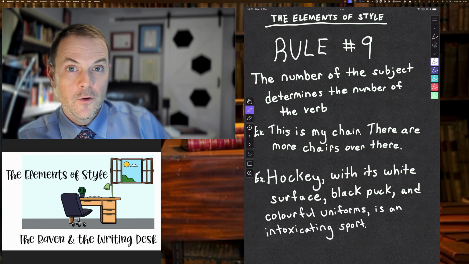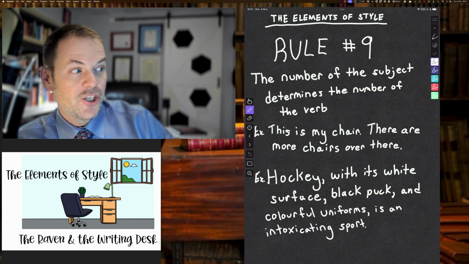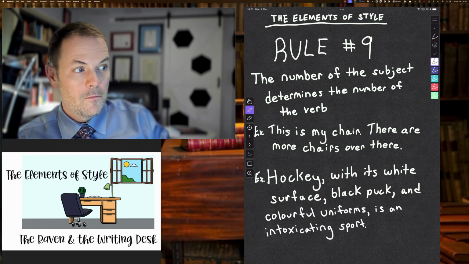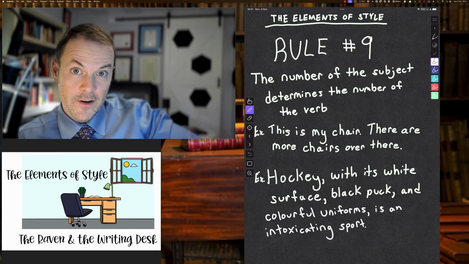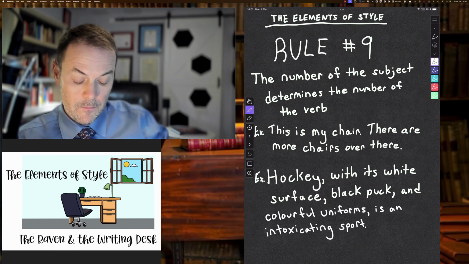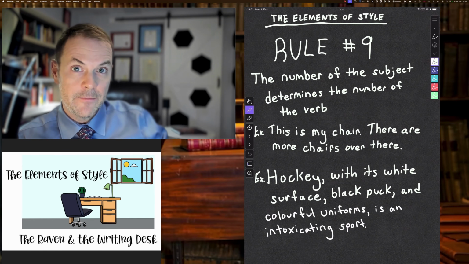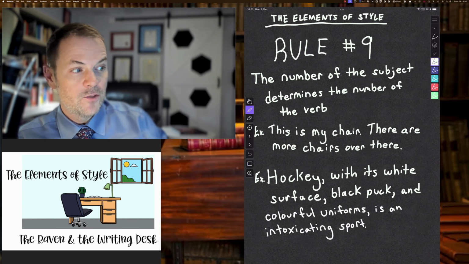First of all, quite easy to start off. This is my chair. There are more chairs over there. Quite simple. We have a verb, subject, agreement. We have a chair and we have chairs. Hence we have is and we have are. Now, again, still fairly easy. I think it's quite evident in this sentence, despite all the additional information, that I'm still just talking about one thing, that one thing being hockey. Hockey, with its white surface, black puck, and colorful uniforms is an intoxicating sport.